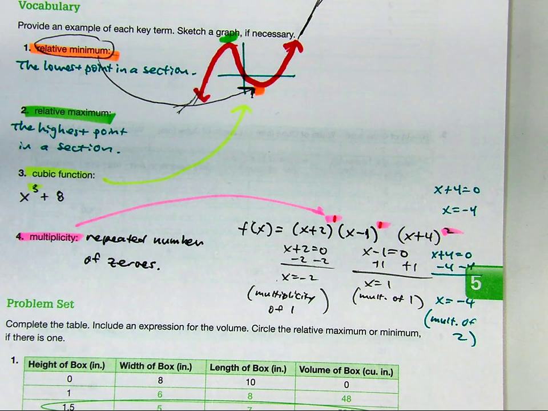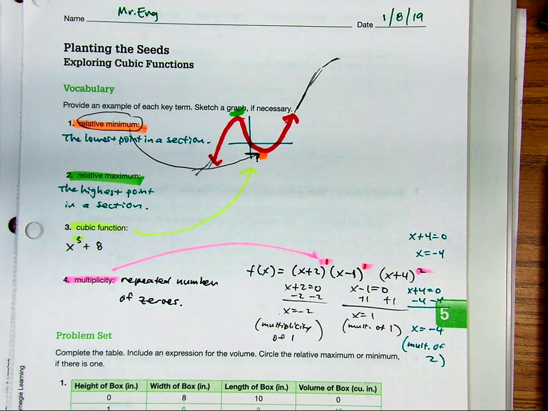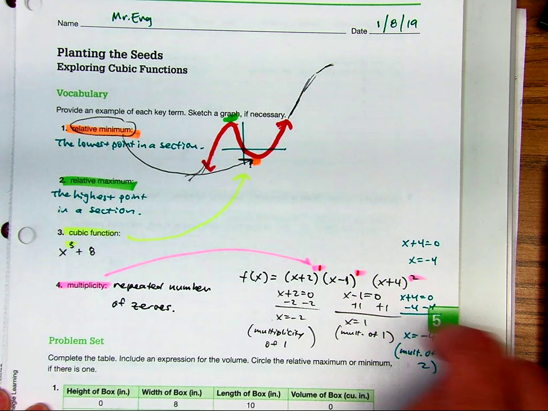So these are the vocabs we talked about in this section. Multiplicity is not important. The first 3 are more important.